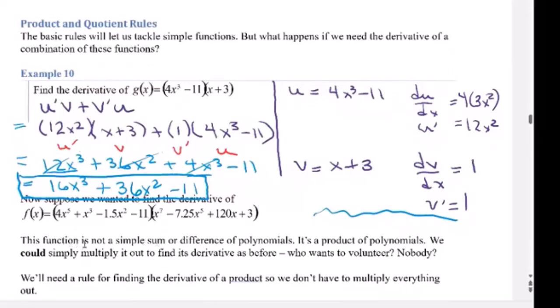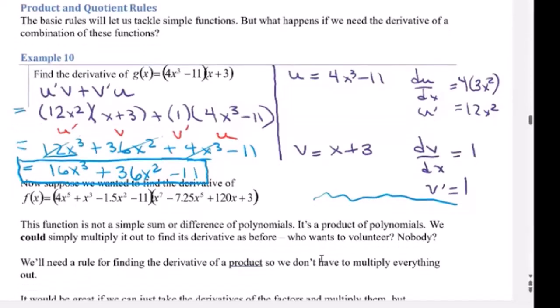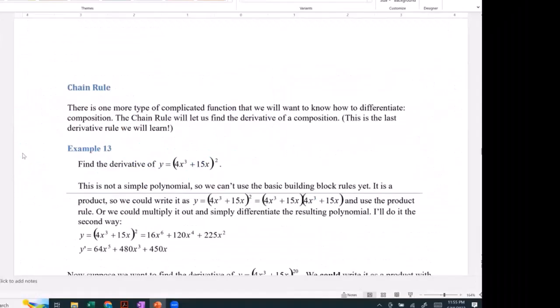Now suppose we want to find the derivative of this. Well, this function is not a simple sum or difference of polynomials. It's the product of polynomials. We could simply multiply it all out to find its derivative as before. I didn't do that before, I used the product rule. Who wants to volunteer? Nobody. Who's going to want to multiply these together? I mean, I'd do it if I had to, but there's a better way.